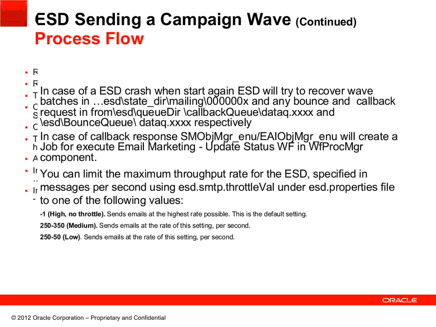50 to 250 is low, and it sends emails as per the per second value you have mentioned. Say, for example, if you have set it to 100, it will send 100 emails per second.